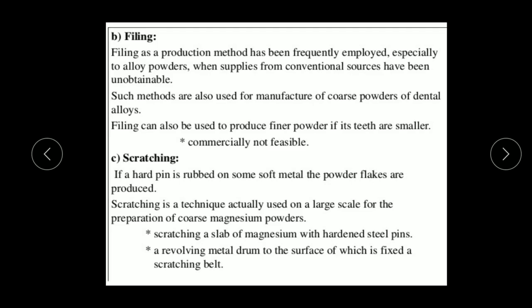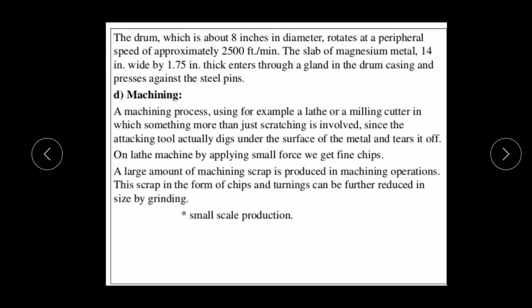And C, scratching. If a hard fin is rubbed on some soft metal, powder flakes are produced. Scratching is a technique actually used on a large scale for the preparation of coarse magnesium powders. A slab of magnesium is scratched with hardened steel fins on a revolving metal drum, to the surface of which is fixed a scratching belt. The drum, which is about 8 inches in diameter, rotates at a peripheral speed of approximately 2500 feet per minute.